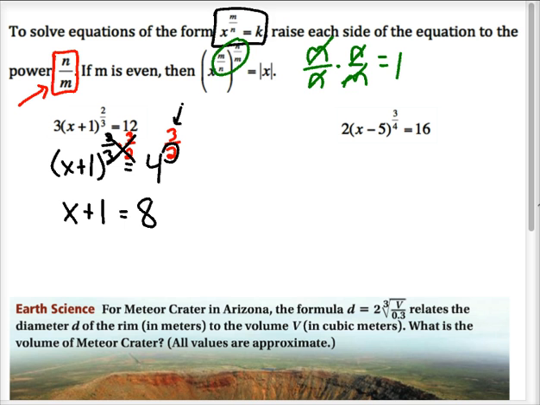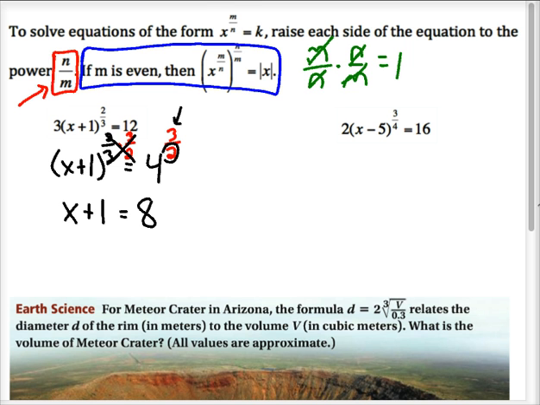Now there is one more little hiccup that I need you to know. All right? So here, if m is even, so if the top of that original rational exponent is even, you are actually getting absolute values there.